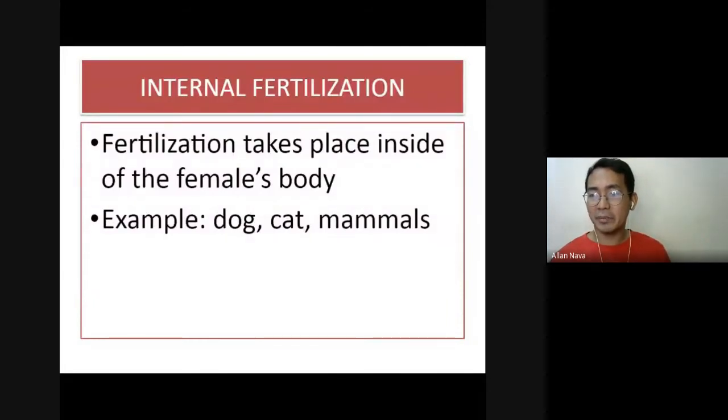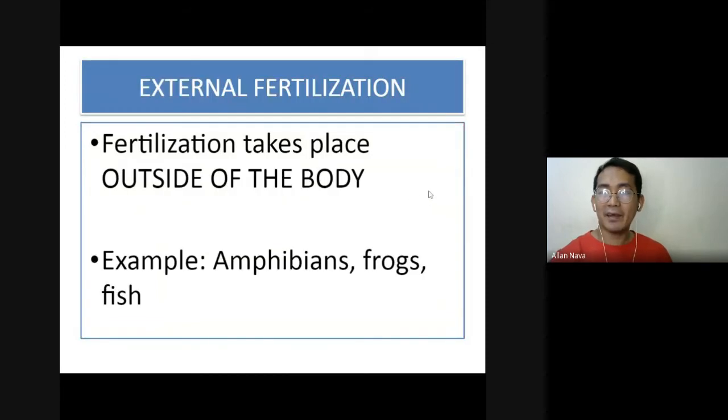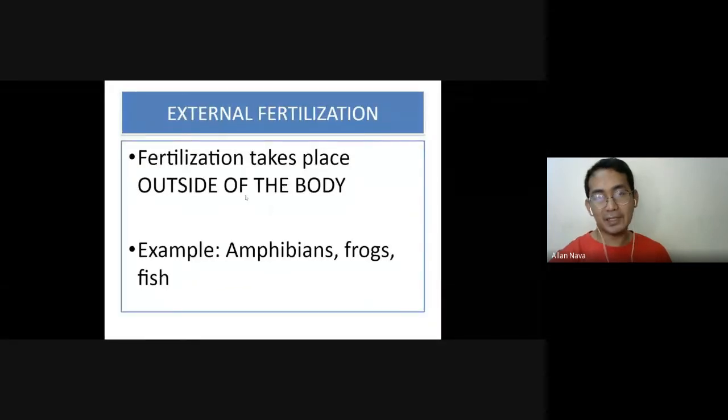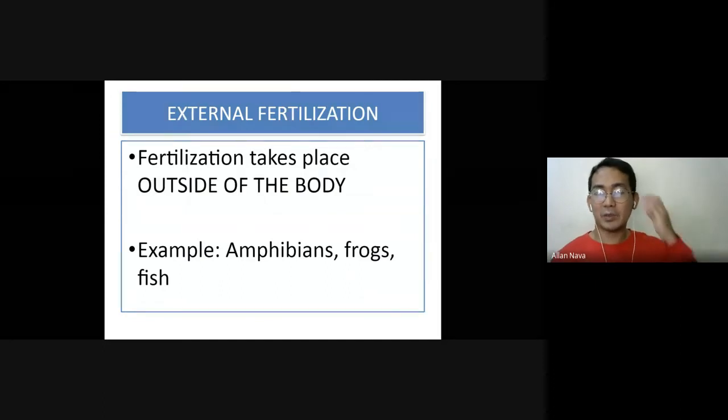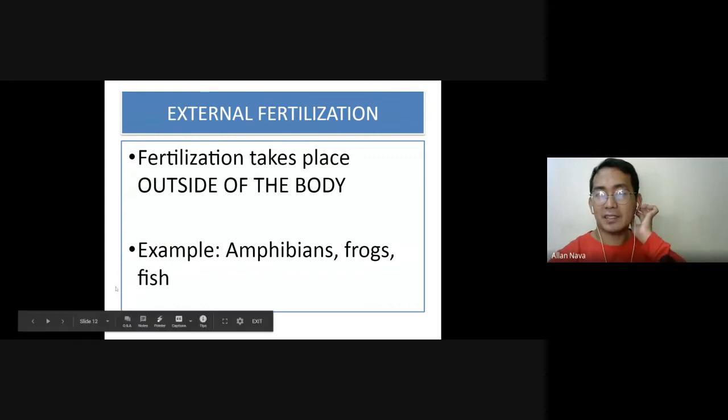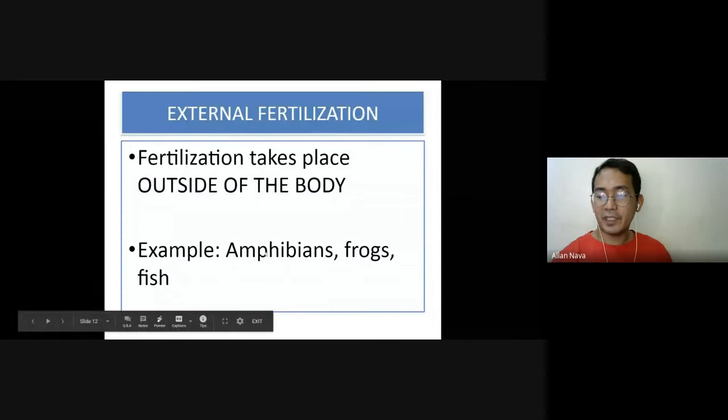Kaya tingnan nyo yung dogs, may milk din. Nagpapasuso din sila sa mga puppies nila. Same with cats. They have also, you know, milk. So that's an example of internal fertilization. And we have example of external fertilization. And that is for amphibians and frogs, okay? Or fish, yeah. Amphibians are those animals that live in water or they need also water. Just like frogs and then we have fish. So those are the animals that undergo external fertilization.